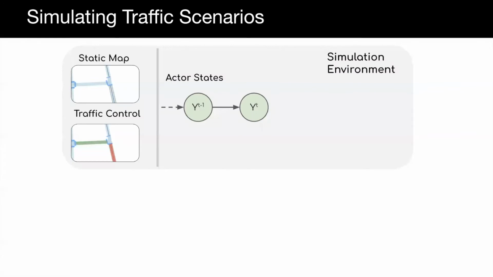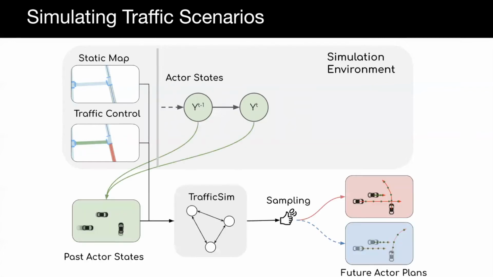In our simulation environment, we consider as input a map, traffic control, and some initial actor states. We use a graph neural network-based joint actor policy to capture interaction between all actors in the scene, and then update the simulation environment in a differentiable manner.